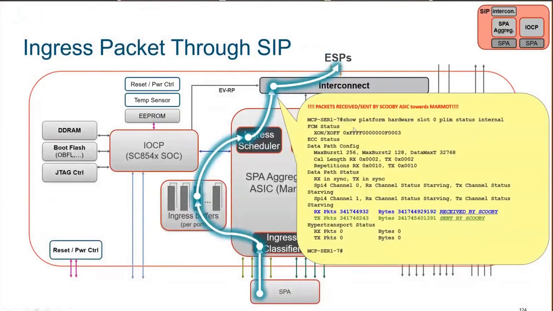So this command will show us the packets that are received and sent by the Scooby ASIC towards Marmot. Marmot is the ASIC on the FP. So Scooby is the ASIC that connects the FP towards these SIP modules. With this command, we can confirm the number of packets that are being sent from SIP towards the ESP. And this is for slot 0. Slot 0 will be one of the SIP, so we can check for that. We can see the number of packets that are being received and sent by the Scooby ASIC.